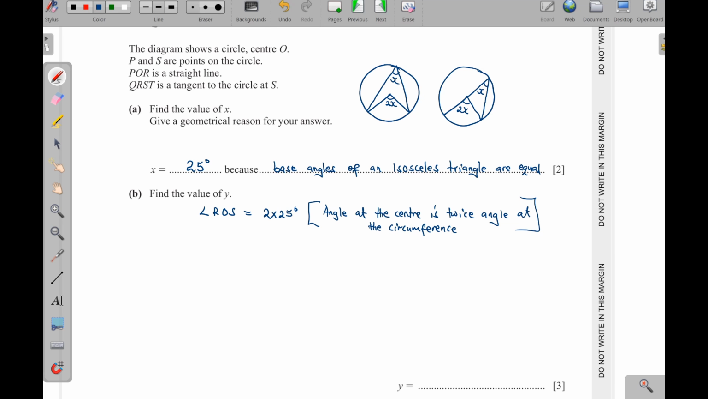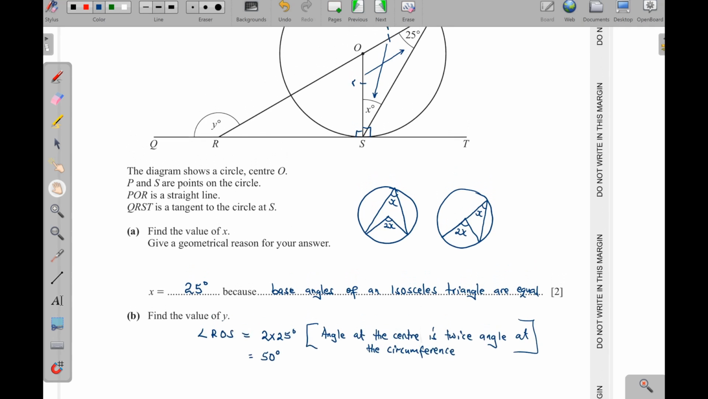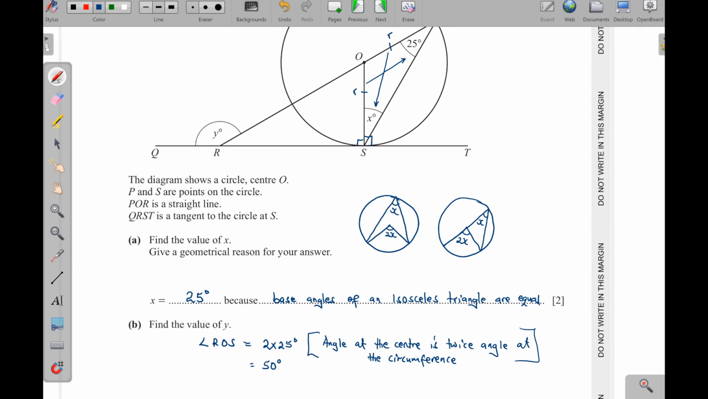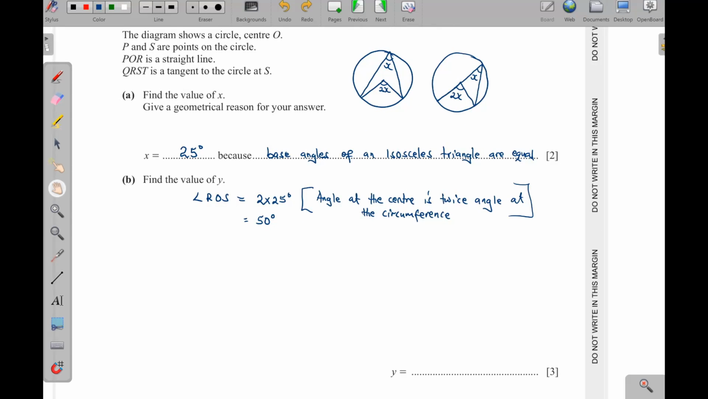Okay, so this one gives us 50 degrees. Now after that, this is a right angle triangle, so we have 50 degrees here, and then this is 90. Now these two angles, when I add them, they will give me this one here. So we shall have y equal to 90 degrees plus 50 degrees.